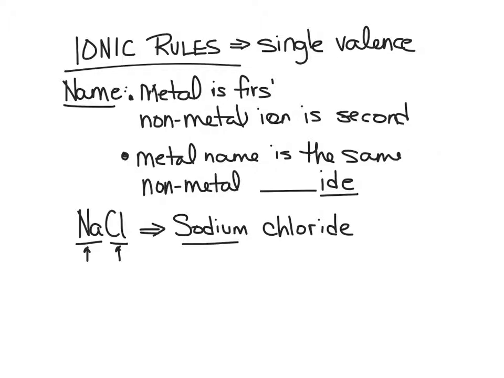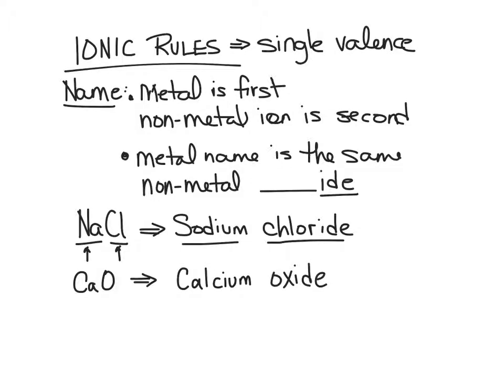Note, sodium is the name of the metal, chloride is the nonmetal ion. So the metal ion stays the same as the name, and the chloride ion becomes the ide. Okay, here's another example. CaO. Well, CaO is calcium oxide. So when you're naming it, it's very simple. The metal name goes first to the ion, and then the nonmetal ion name goes second. As long as this is a single valence. Remember, single valence means there's only one charge possible.